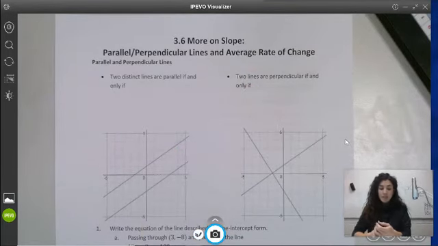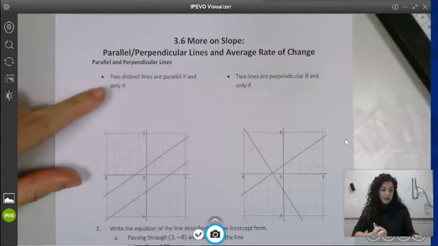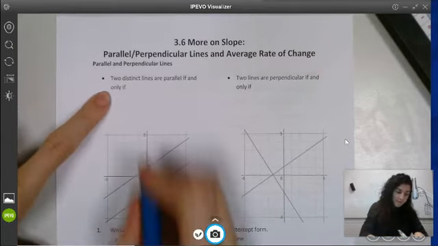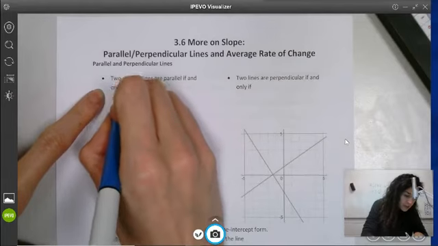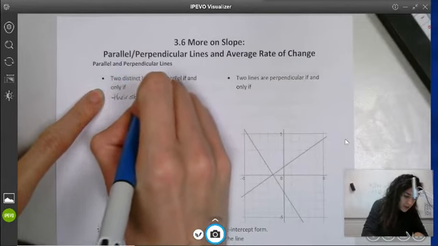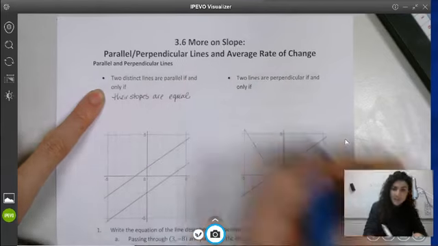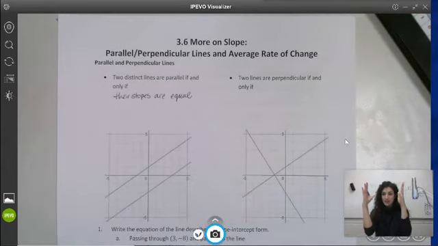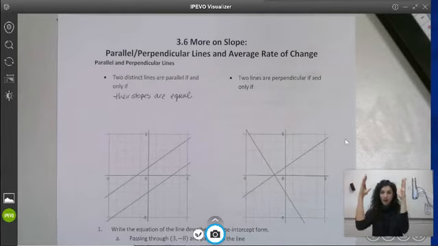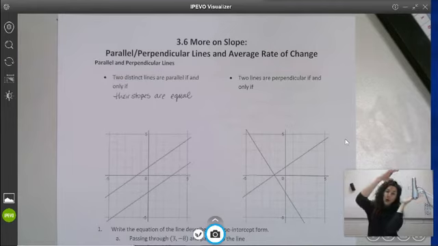Okay, so parallel versus perpendicular lines. Two lines are parallel if and only if their slopes are equal, which makes sense. If the slope is how steep something is, if you have two lines that are parallel, they have the same amount of steepness, right? So if you've got two lines that are parallel, their slopes will always be the same.